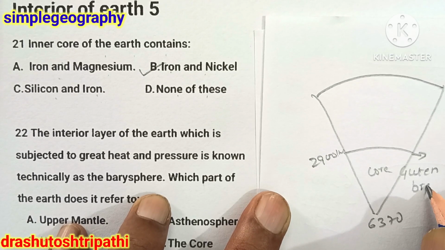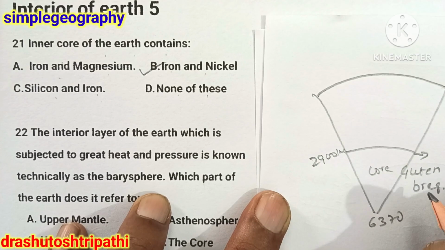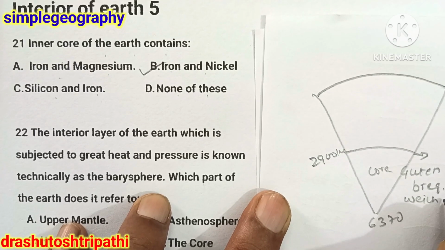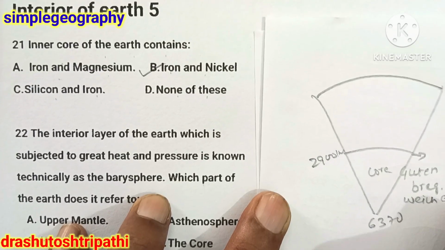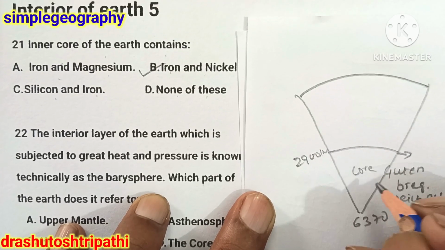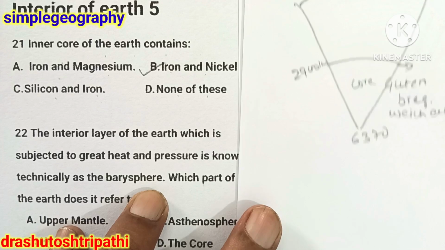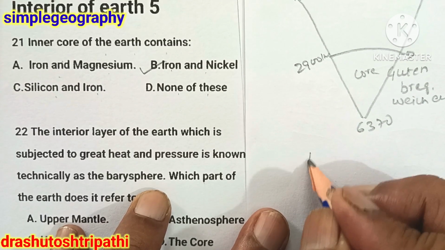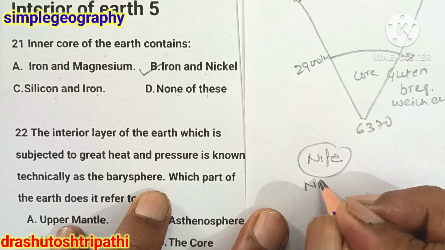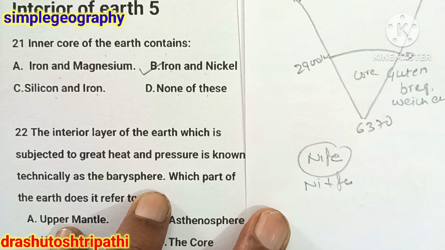Gutenberg Richard discontinuity, which separates this one. The core of the earth contains two metals, that is the Nife. The word used is Nifesphere, that is nickel plus ferrium.